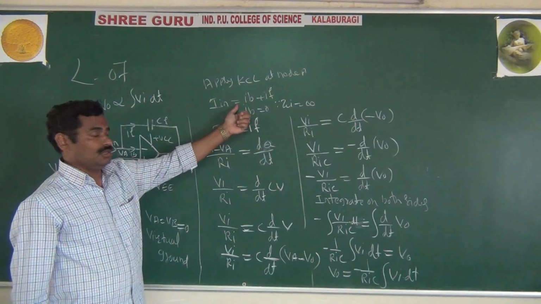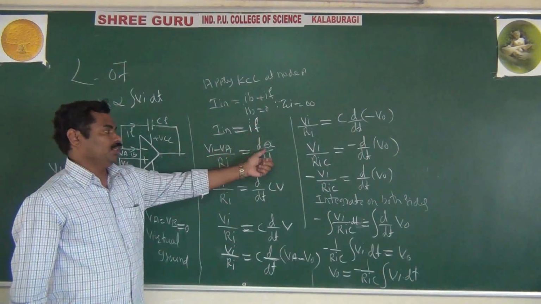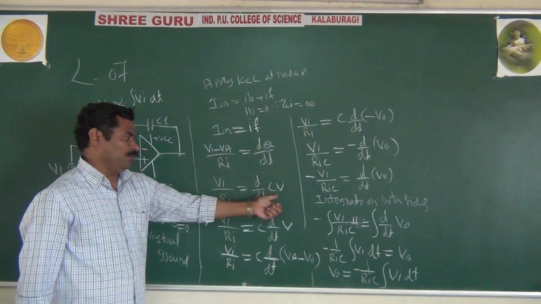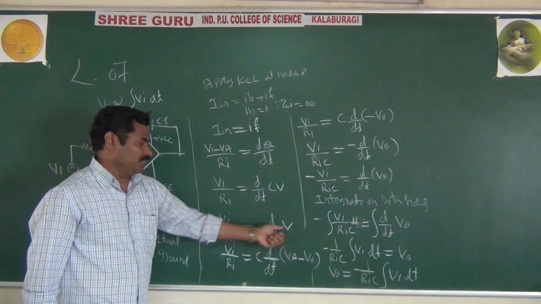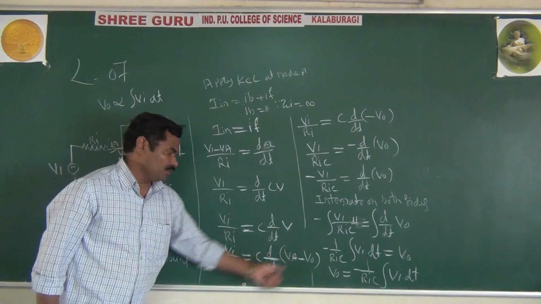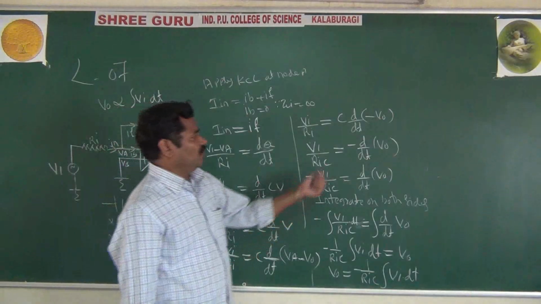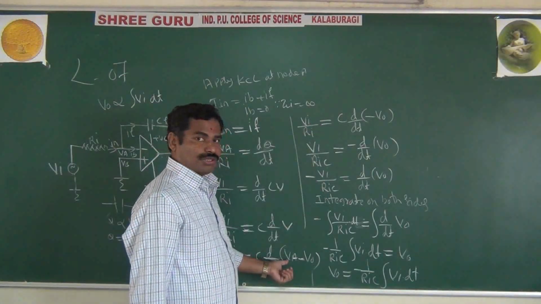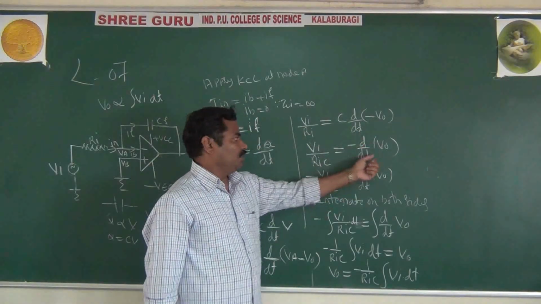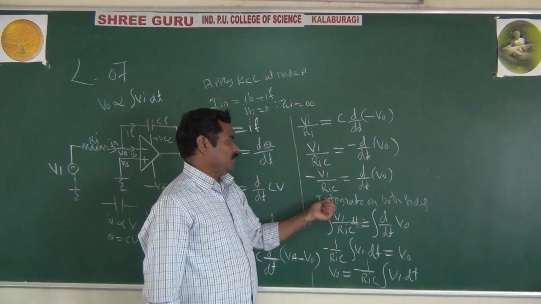Because you are applying KCL at V0, IN, you can write VF minus VA by IF, you can write dq by dt. VI by RI, VA is 0, d by dt of C into V, C you take outside, d by dt as it is. This VI by RI, C you take outside, d by dt, VA minus V naught, because here VA is 0 because of virtual ground. That is Vi by Ri is C into d by dt of minus V naught, or you can write d by dt V naught is equal to minus Vi by Ric.